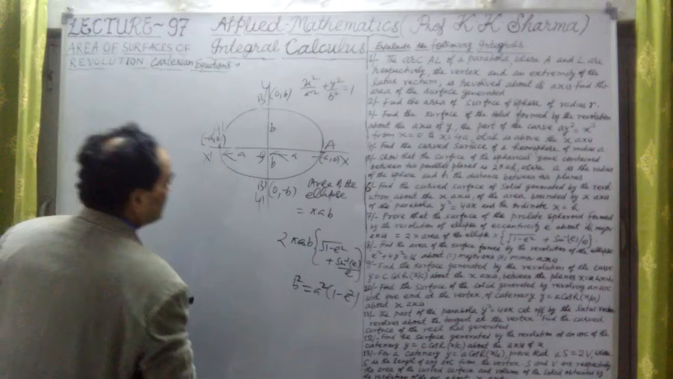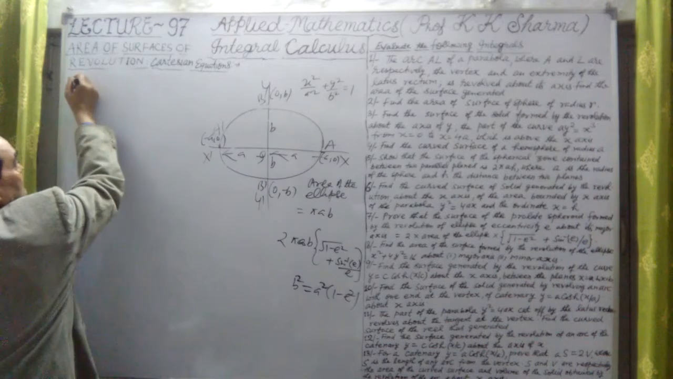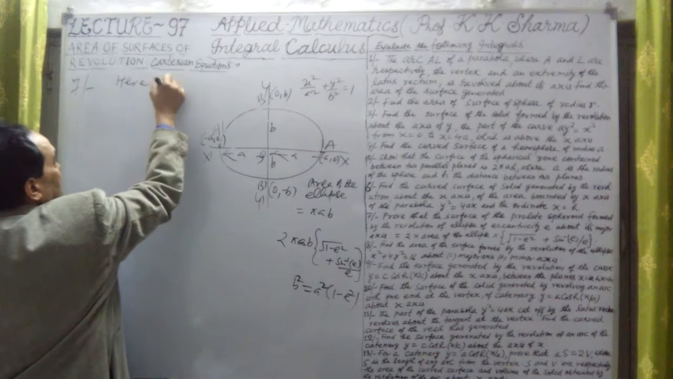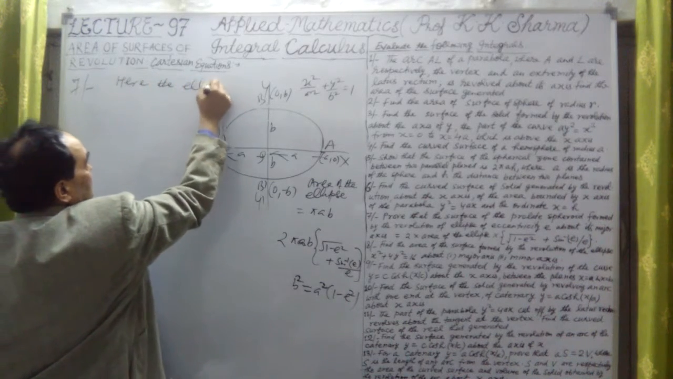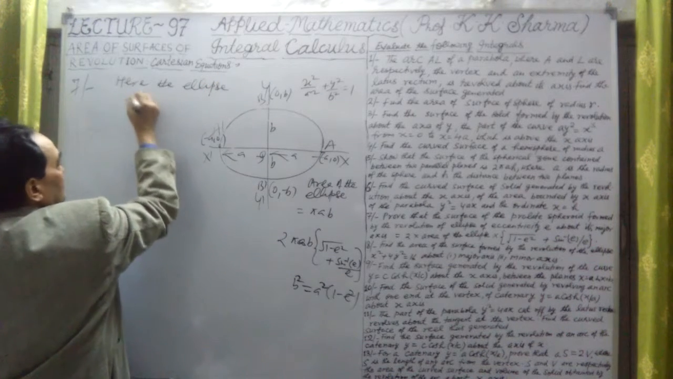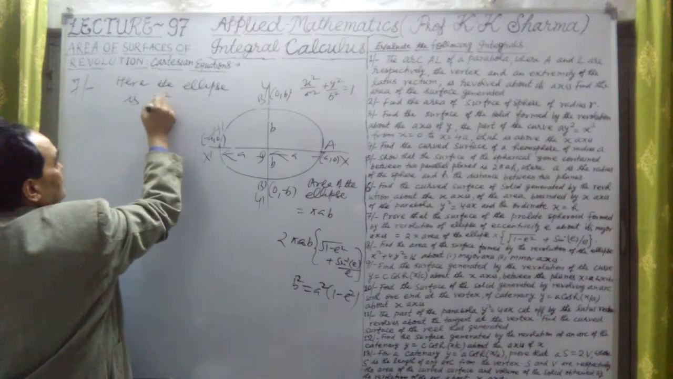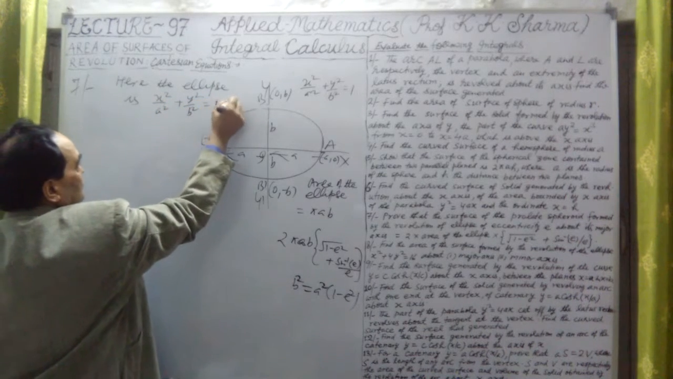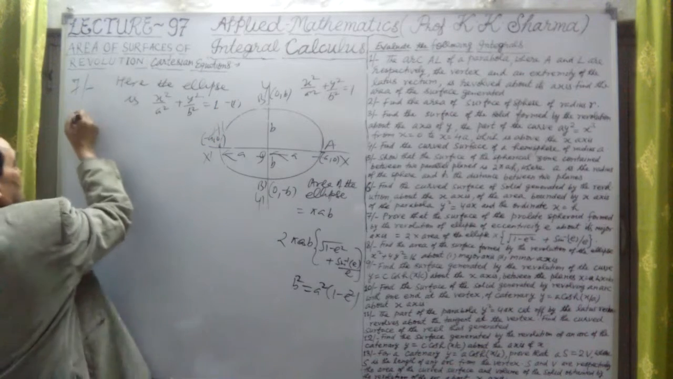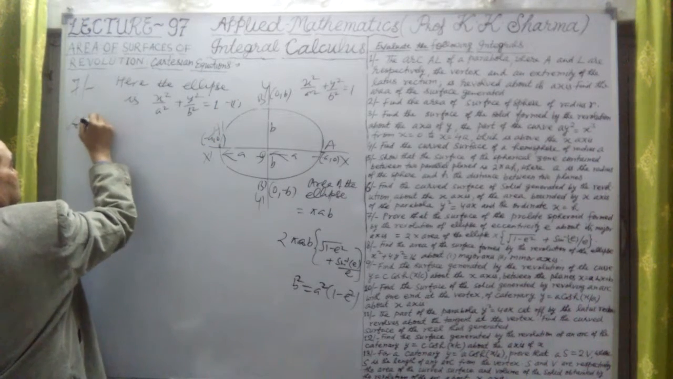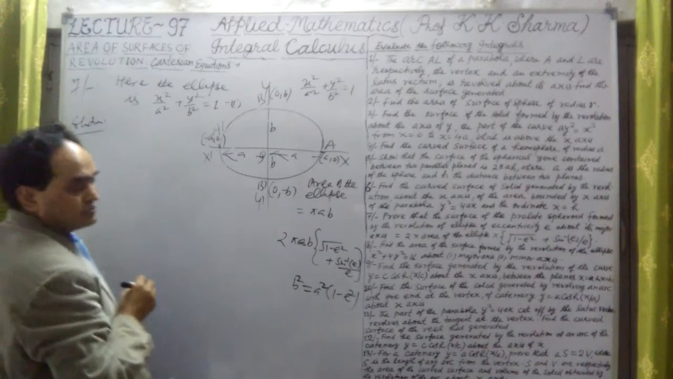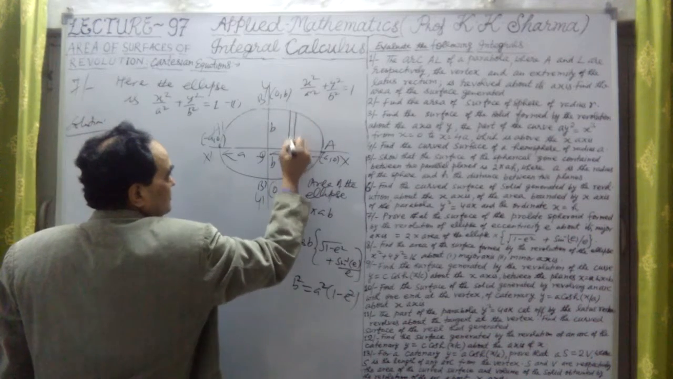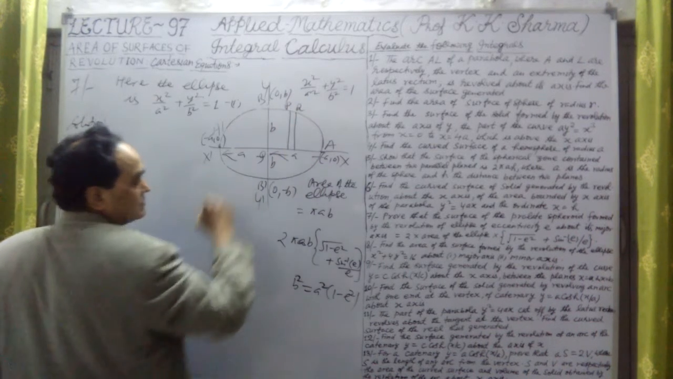Let me calculate the area of this spheroid. Question number 7. Let me take the ellipse x square upon a square plus y square upon b square is equal to 1. This is the first equation. Now, this is the solution we are finding. So what is the area of this? Let me take P and Q here, this is PQ on the ellipse.